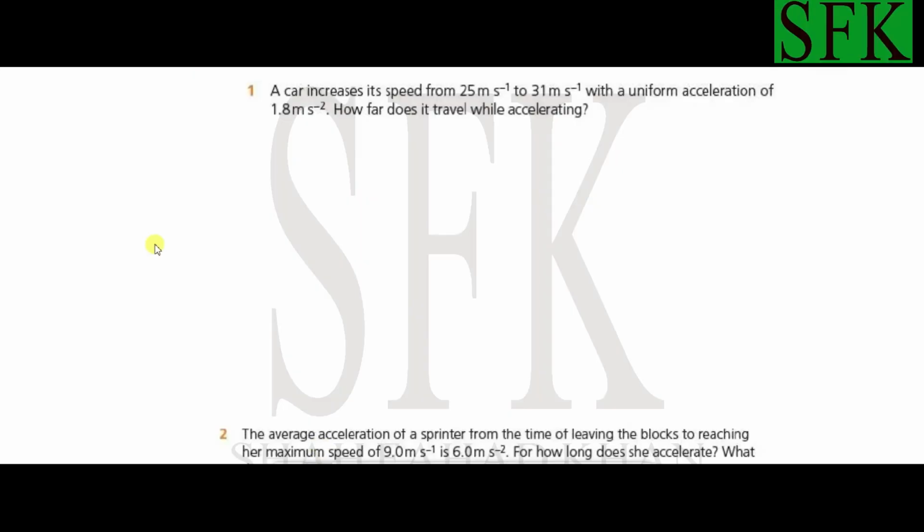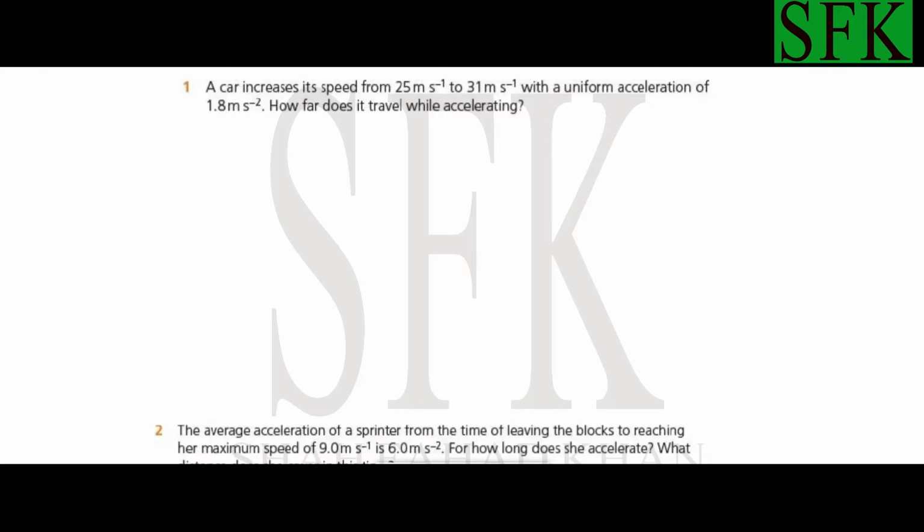Let's talk about a few example questions, a few practice questions that we did on the equations of motion. So, the first question over here: a car increases its speed from 25 meters per second to 31 meters per second. So its initial speed is 25 meters per second. Final speed is 31 meters per second with a uniform acceleration.